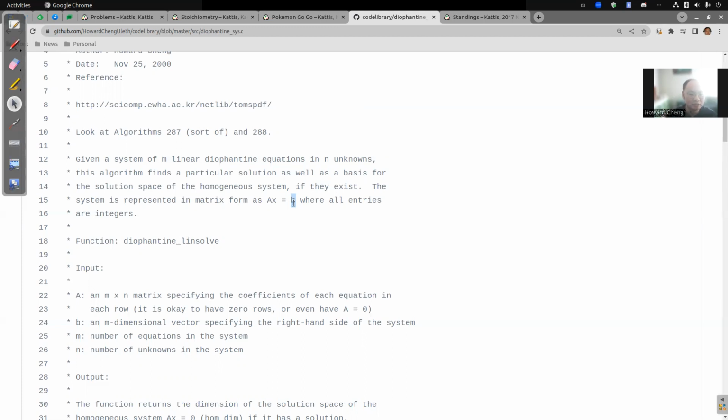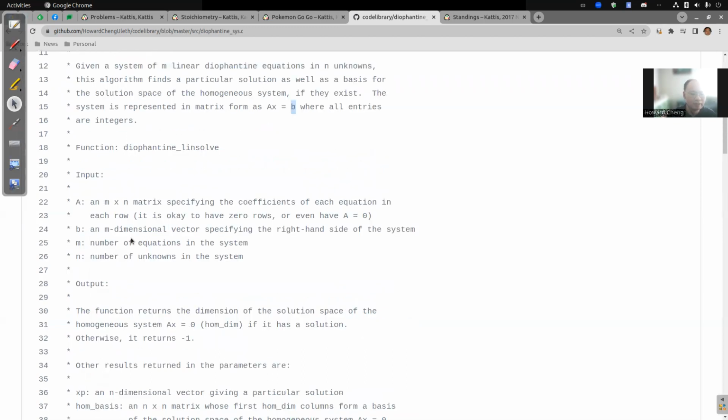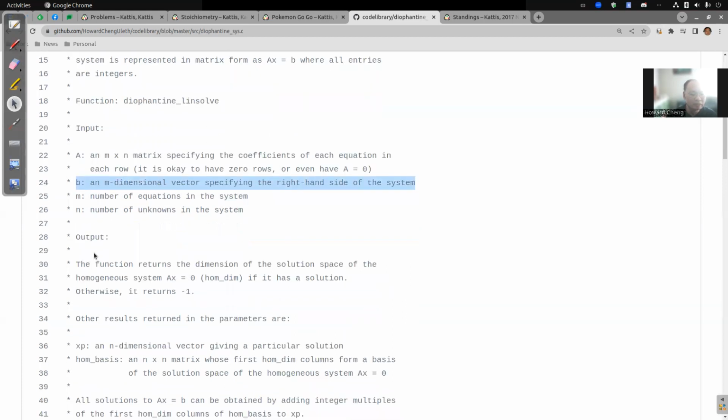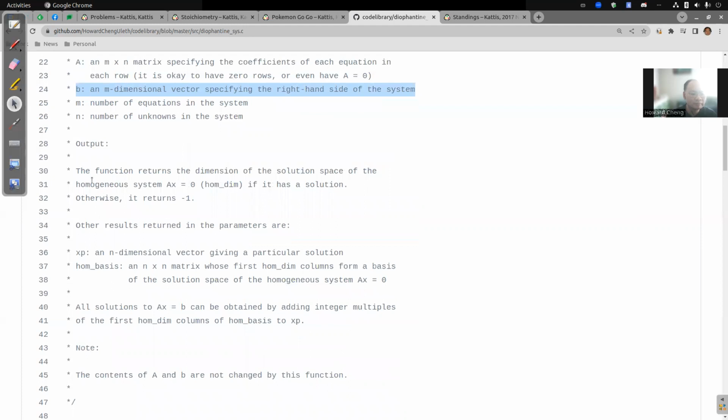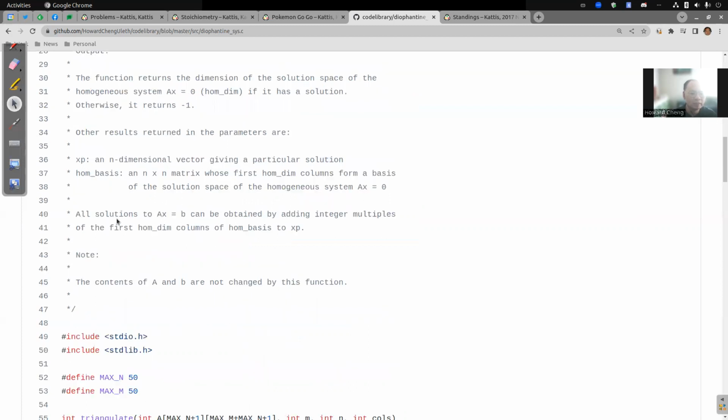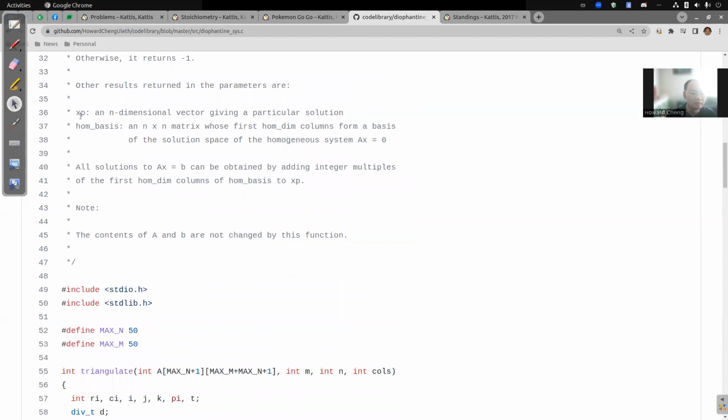So actually, that's all you do. You form a matrix based on what we talked about. P is just a vector of zeros. And then you call this function. The function returns the dimension of the solution space of the homogeneous system if it has a solution, otherwise it returns -1. So we know that the answer should always be 1. It should always return 1. Other results are returned in the parameters.